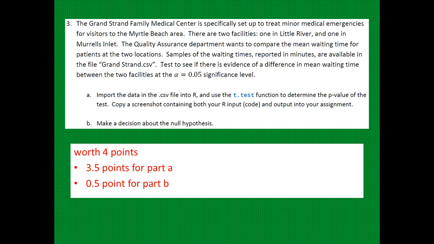And if you look at the point distribution, half a point is for Part B, just like it was before, and there was a make a decision about the null type part of a question. It's either that you reject the null or you don't reject the null. So Part A is worth 3.5 points.